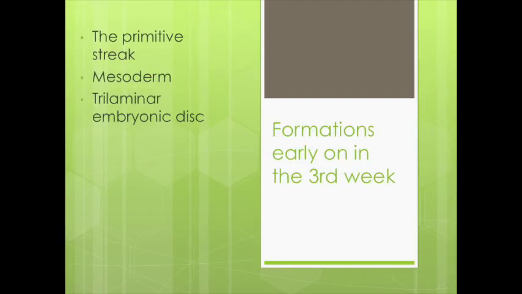In the beginning of the 3rd week, the primitive streak begins to form. This streak is a furrowed and rod-shaped thickening accumulation of cells located in the midline area of the blastocyst. The cell now has bilaminar symmetry.